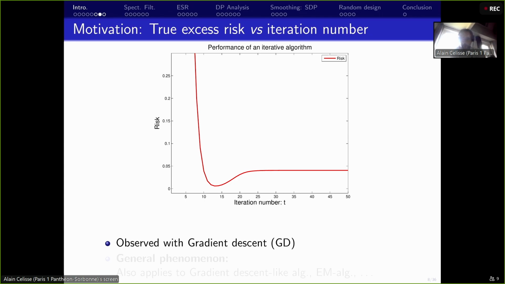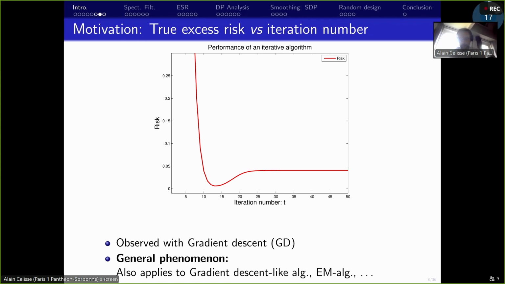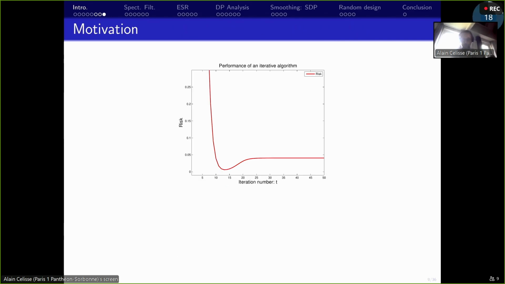This is what you get on this instance for gradient descent in the context I was describing to you earlier, but actually it's absolutely not limited to gradient descent, because you can observe similar curves if you're optimizing using an EM algorithm or something like that, or very similar algorithms to gradient descent. So it's a very general phenomenon, which is absolutely not limited to gradient descent in regression. But this is the main focus I will consider in what follows, nevertheless.